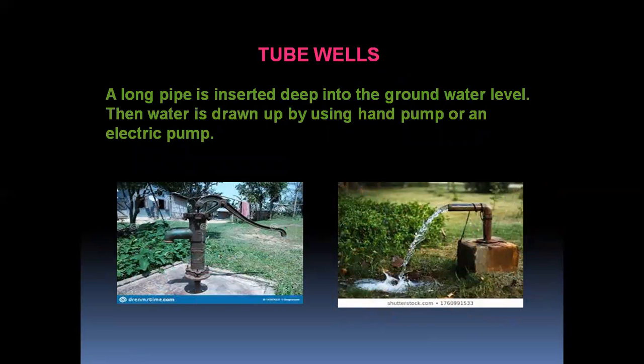Tube wells. This system we are using nowadays, children. Long pipes are inserted deep into the ground, down to the water level, and from there the water is drawn up by using a hand pump. The first picture shows a hand pump, the bore pump. The second picture is an electric pump. When they switch it on, the water flows through this pump. These two pictures will make it clear for you.